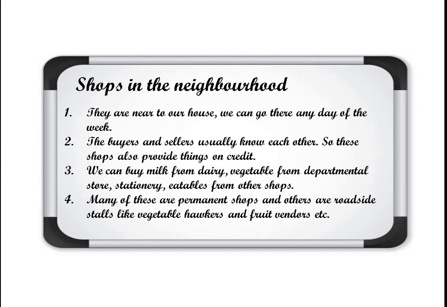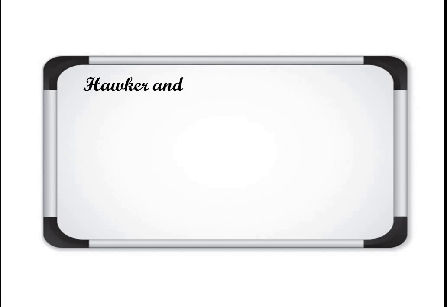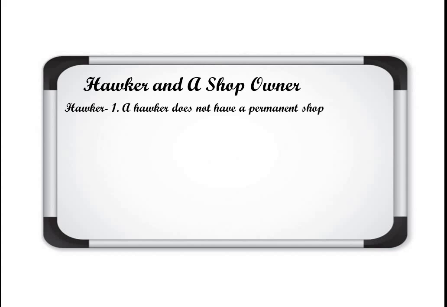So here, what we have done: the shops in our neighborhood, examples. We have also done that along with the shops, the hawkers and vendors are also available in our neighborhood, and the advantages of the shops in the neighborhood. Clear that? Now, how are these hawkers different from a shop owner? How can we define it? Firstly, we will take the hawker.